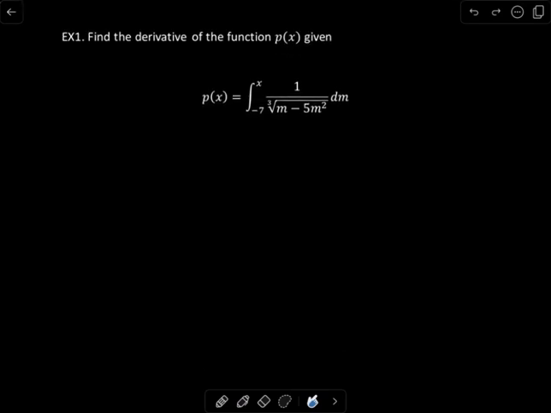Exercise 1. I want you to find the derivative of the function p of x given, and I've given you the function p of x. So take a minute and try it. It's super easy.